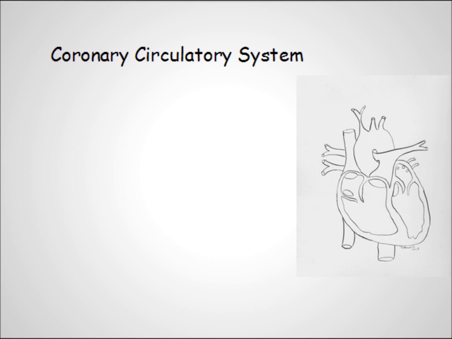Interestingly, the heart does not receive its oxygen and nutrients from the blood that it is pumping. The heart has its own system of arteries, veins, and capillaries responsible for tending to the cells. It is called the coronary circulatory system.